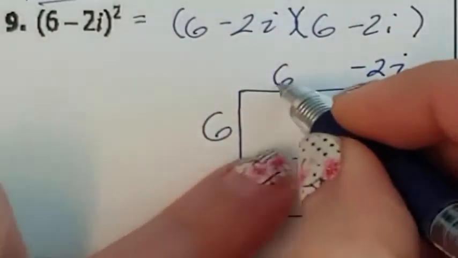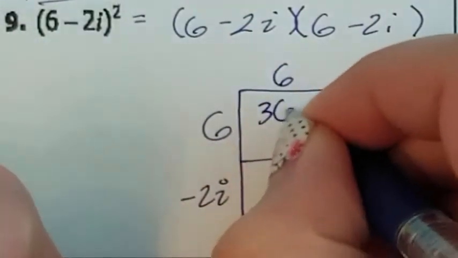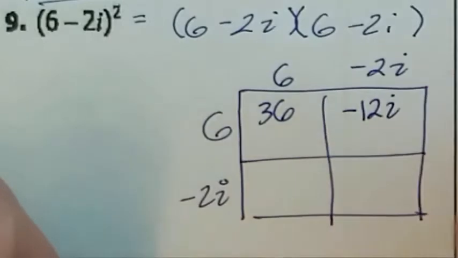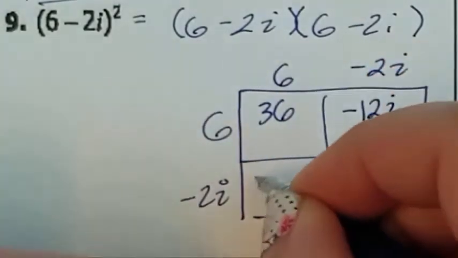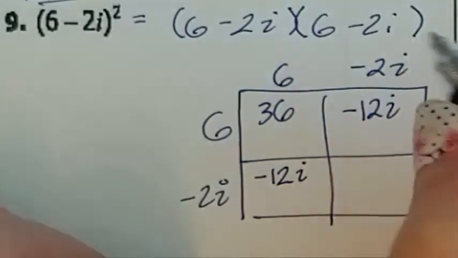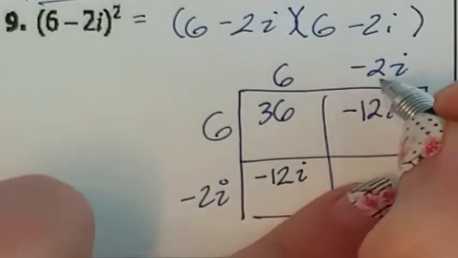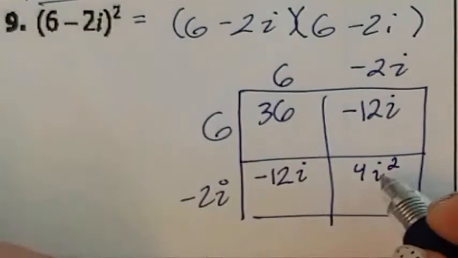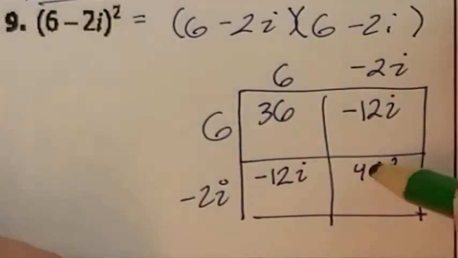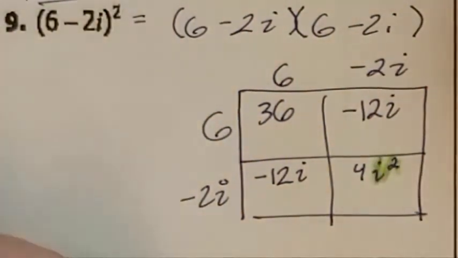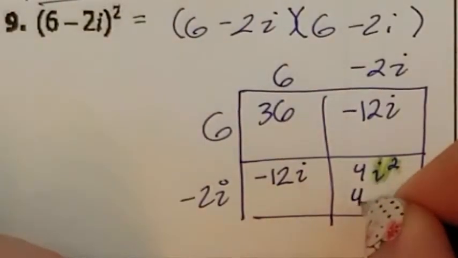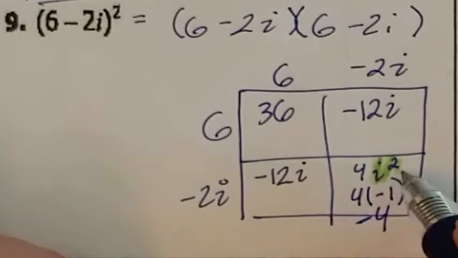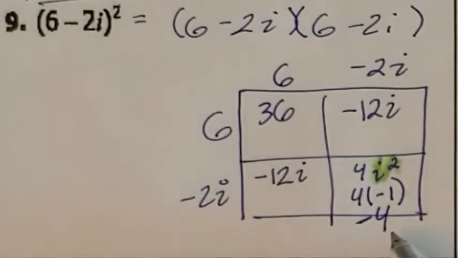6 times 6 is 36. 6 times a negative 2i is a negative 12i. 6 times a negative 2i is a negative 12i. Negative 2i times negative 2i is a positive 4i squared. Now you told me that i squared was the same thing as negative 1. So this is actually 4 times a negative 1, which simplifies down to a negative 4. So this square is actually a negative 4.